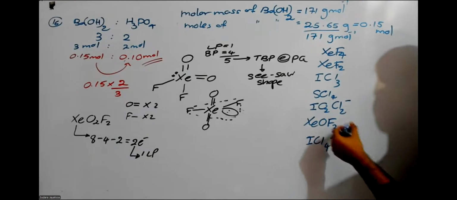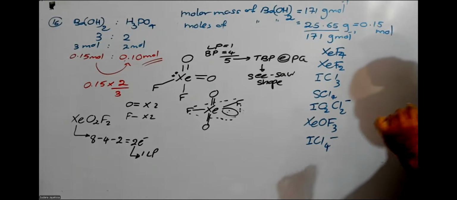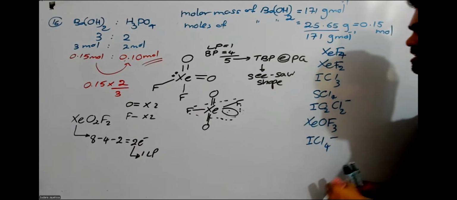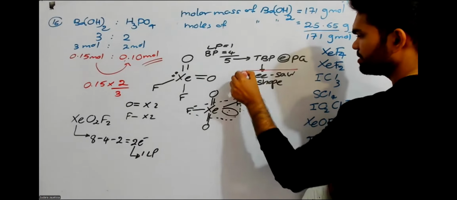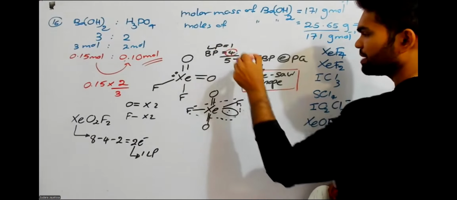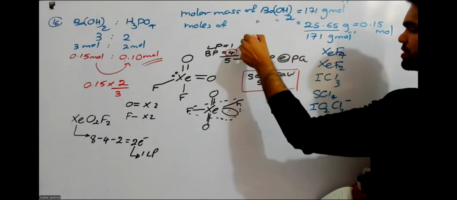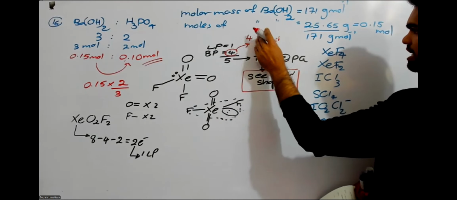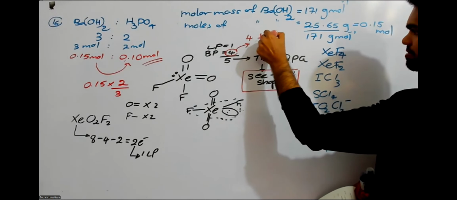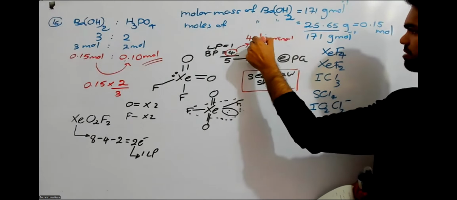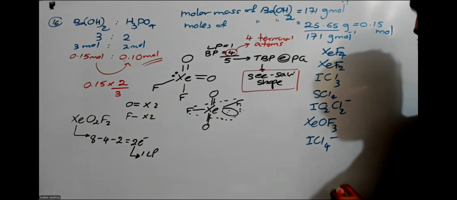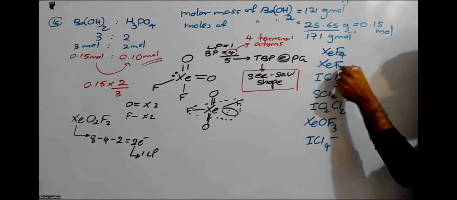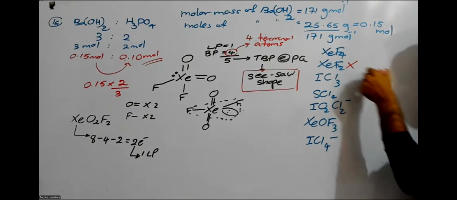Okay, you have several more. If you try to draw them all, still you can get the answer. But let me suggest a shortcut to eliminate some answers. To become seesaw, it must have at least 4 bond pairs. To make 4 bond pairs, you should have 4 terminal atoms. So then check these answers. This has 4 terminal atoms. This doesn't have 4 terminal atoms, so it's never going to be seesaw. Don't try to draw this.